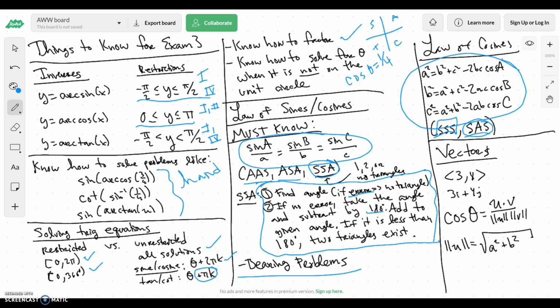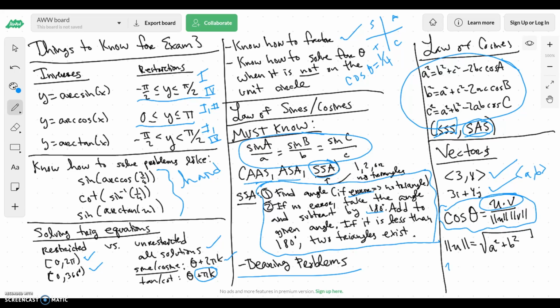Okay. And then the last thing is vectors. You remember that they can be put in component form. So this is what component form looks like, or ij form. You can find the angle between two vectors using this formula. This formula will be given to you. It'll be cosine theta equals u dot v, where u dot v is the dot product between the two vectors, divided by the magnitude of u times the magnitude of v. I wrote down here the magnitude of u is equal to the square root of a squared plus b squared, where a and b are the components of the vector.